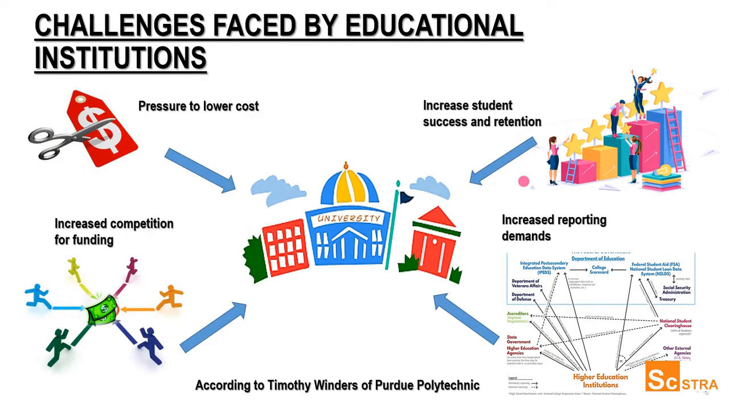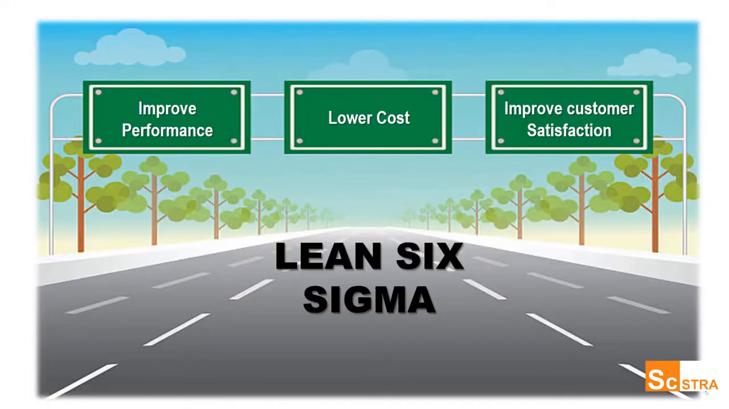But just like other organizations, educational institutions are faced by so many challenges that according to Timothy Winders of Purdue Polytechnic, those are increased student success and retention, increased reporting demands, increased competition for funding, pressure to lower cost. So in order to face those challenges, our educational systems need to adopt Lean Six Sigma that will help us improve our performance, lower our costs, and improve customer satisfaction.